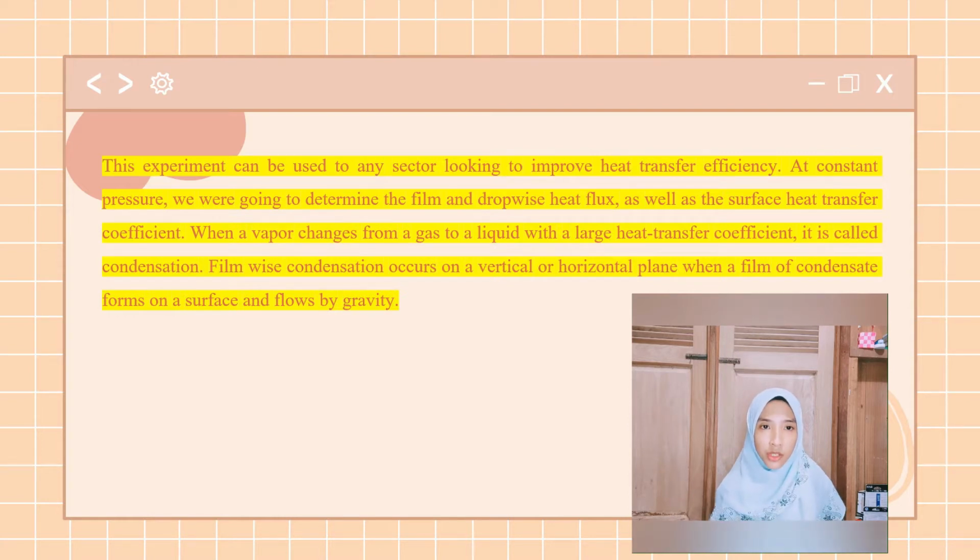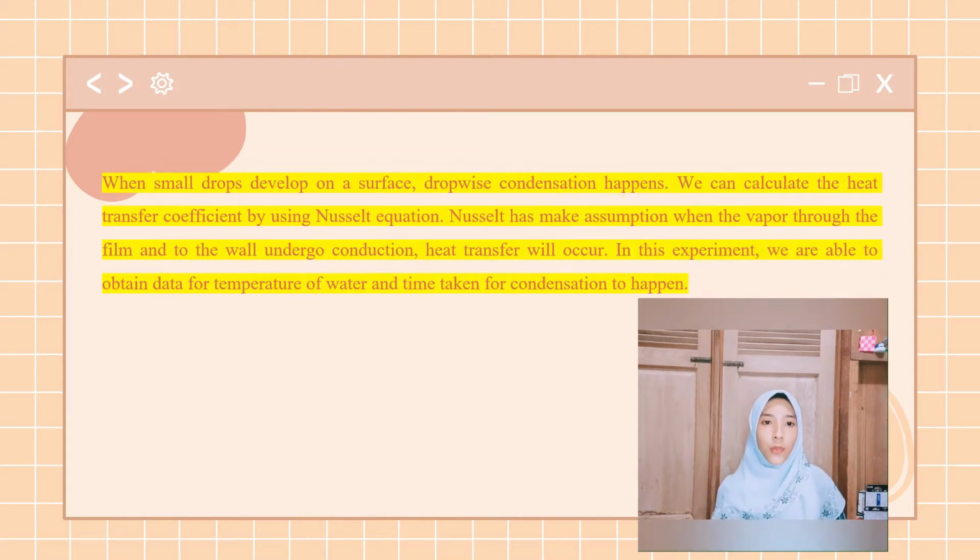At constant pressure, we were going to determine the film and drop-wise heat flux as well as the surface heat transfer coefficient. When a vapor changes from a gas to a liquid with a large heat transfer coefficient, it is called condensation. Film-wise condensation occurs on a vertical or horizontal plane when a film of condensate forms on a surface and flows by gravity. When small drops develop on a surface, drop-wise condensation happens.